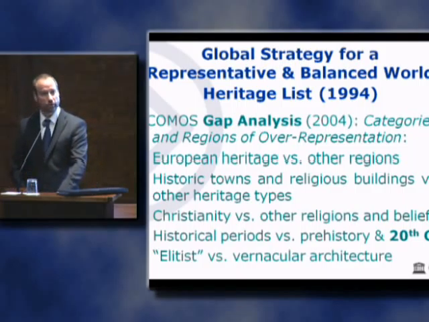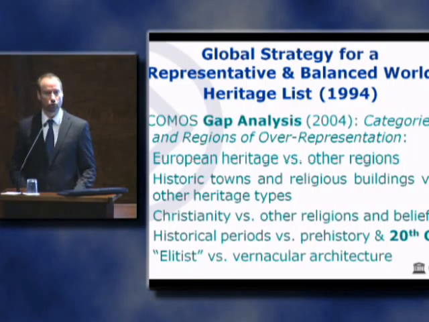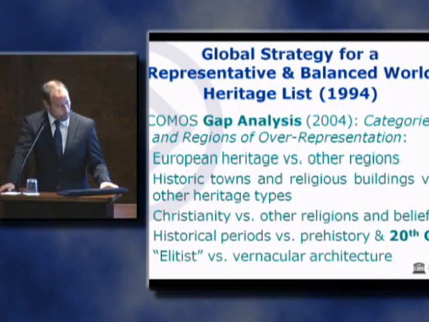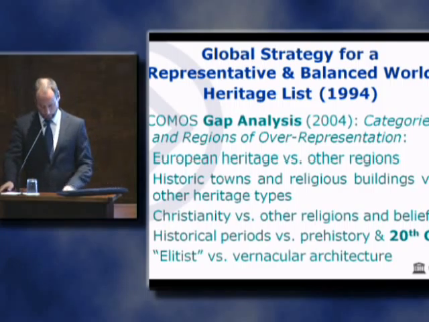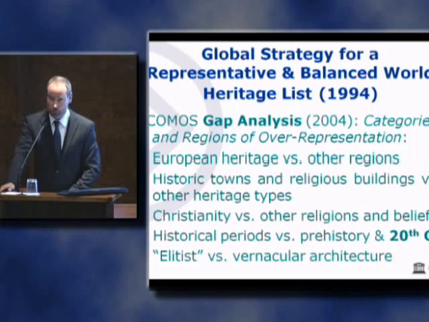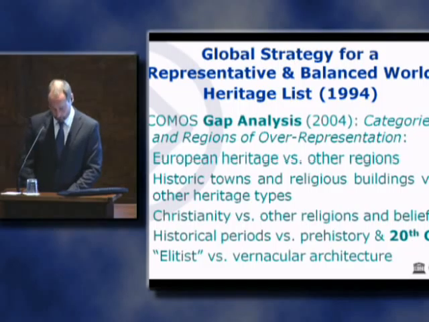This report was presented to the World Heritage Committee in 2004 in Suzhou in China, and it elaborated on the aspects that were driving the process of the global strategy, which was initiated because European heritage was perceived to be overrepresented as regards to heritage of other regions. Historic towns and religious buildings featured much more frequently on the World Heritage List than other types of heritage. Christianity was overrepresented with regard to other religions and beliefs.